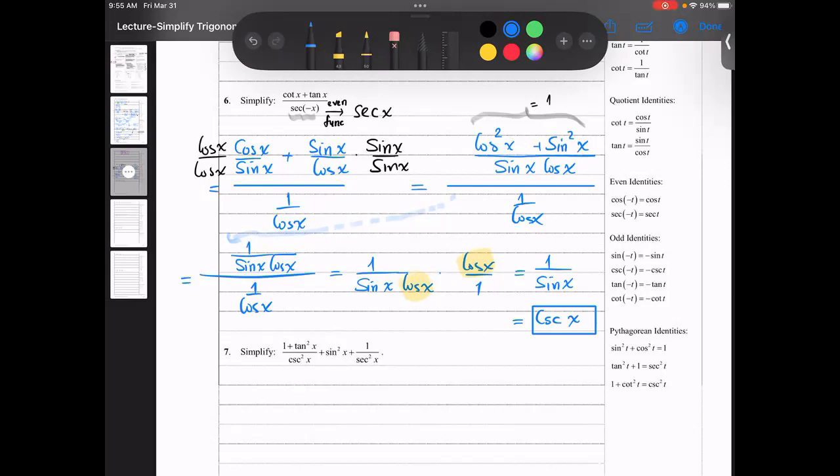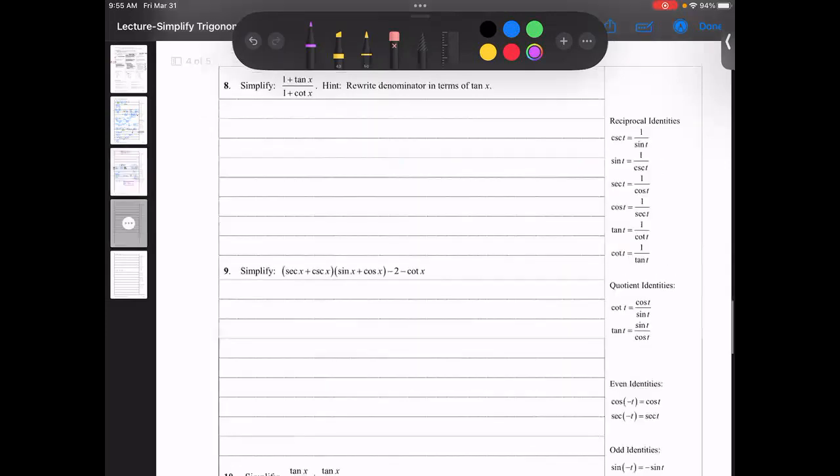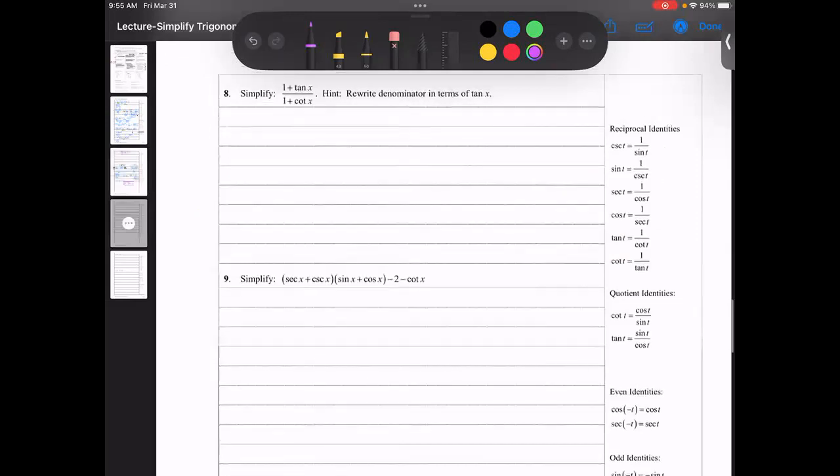Seven is your try two. I want you to try number 8 as much as you can. Talk to your neighbor. Talk to me. Ask questions.